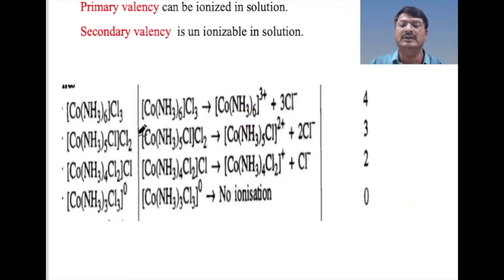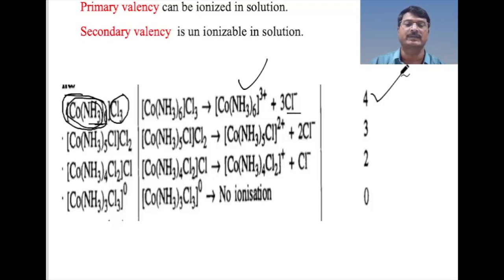For example, in [Co(NH3)6]Cl3, the Co and the 6 NH3 together are 1 ion, because 6 ammonia molecules are attached to cobalt in the inner shell. That is the secondary valency. That's why this total comes as 1 ion, [Co(NH3)6]3+, and these 3 Cl minus ions come outside. So 3 Cl minus. That means [Co(NH3)6]Cl3 will produce a total of 4 ions.